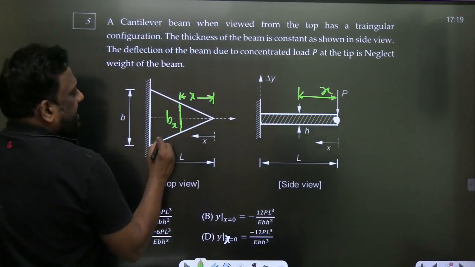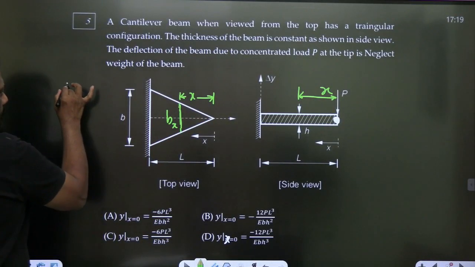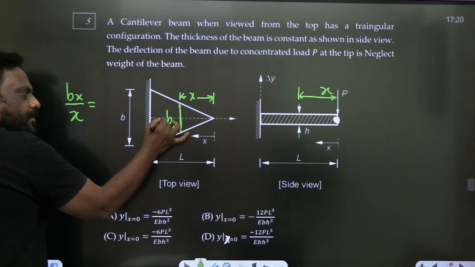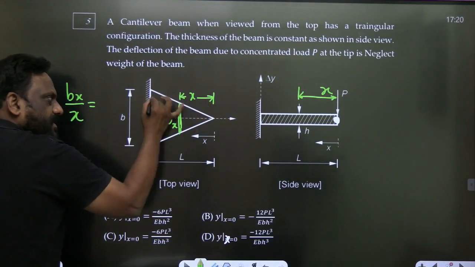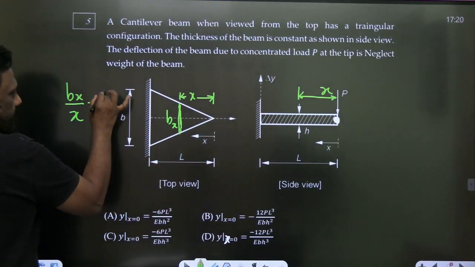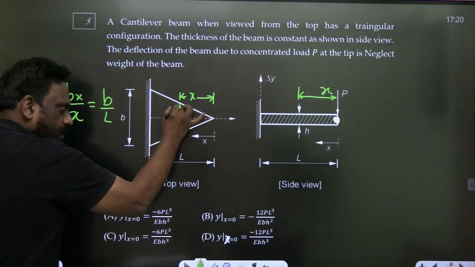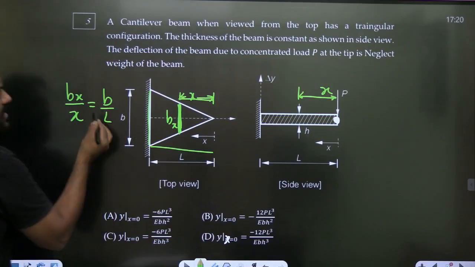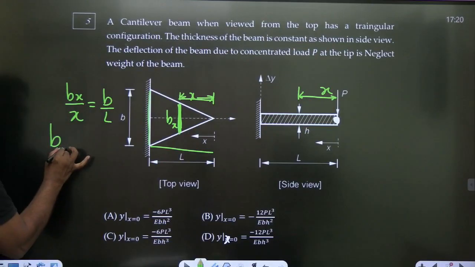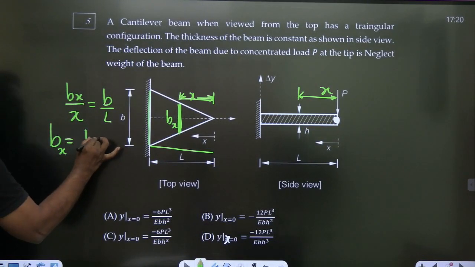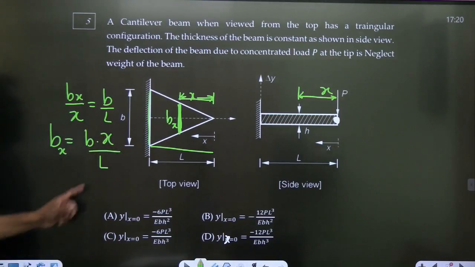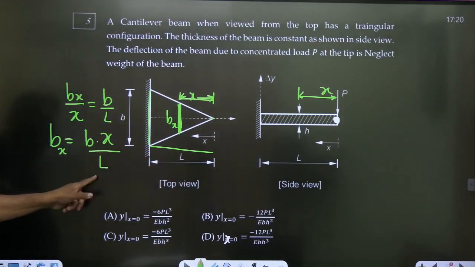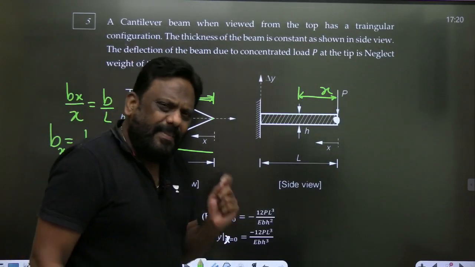So from similar triangles I can calculate. bx by x is equal to b by L. Please note down, it is not b into x, it is b suffix x. This length by this length is equal to this length by this length. So if you want the width at any section x from the free end, it will be b into x by L. If you put x is 0, the width will be 0. If you put x is equal to L, L by L matches.